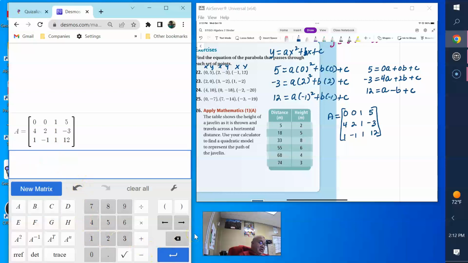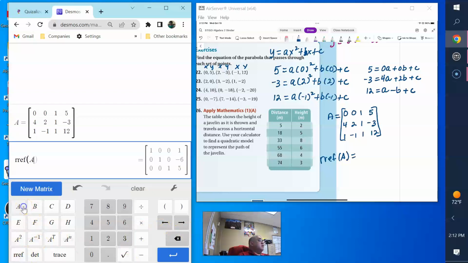Now you want to do what they call RREF of the matrix. So type in RREF of the matrix, and you notice that you have 1, 0, 0, 1, which means a is equal to 1, then 0, 1, 0, -6, which means that b is equal to -6, and then 0, 0, 1, 5, and that's c. So a is equal to 1, b is equal to -6, and c is equal to 5.